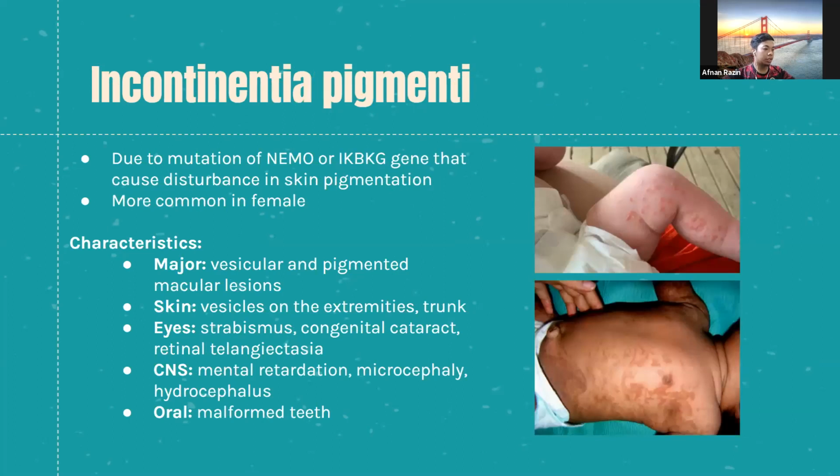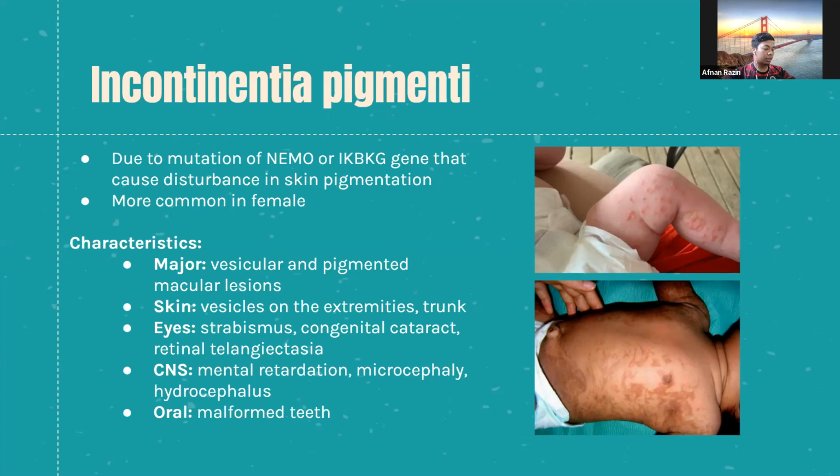This is due to mutation of the NEMO or IKBKG gene that will cause disturbance in skin pigmentation. And this disease is sometimes associated with malformation of the eye, teeth, and skeleton. Incontinentia pigmenti is more common in females compared to males, and it is characterized by major presentations like vesicular and pigmented macular lesions. It can happen on the extremities or the trunk.